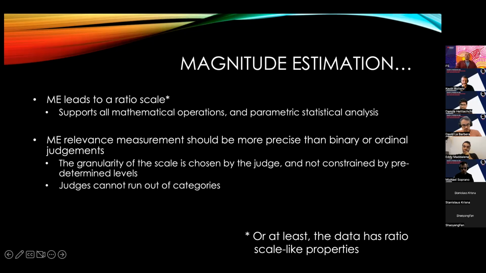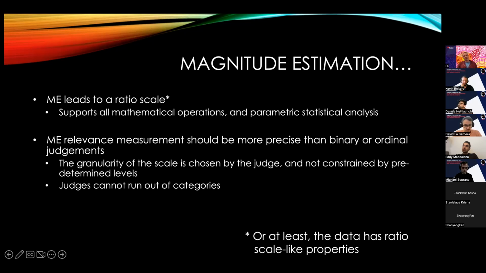In the specific context of relevance or complex concepts like these, magnitude estimation measurements might also give other benefits. First of all, the granularity of the scale is just chosen by the rater. So we don't need to decide in advance, are we going to have a 4-level scale or a 101-level scale? And secondly, judges can't run out of categories. For magnitude estimation, in theory, you can always choose a bigger number, or conversely, a smaller number, because fractional numbers are allowed.